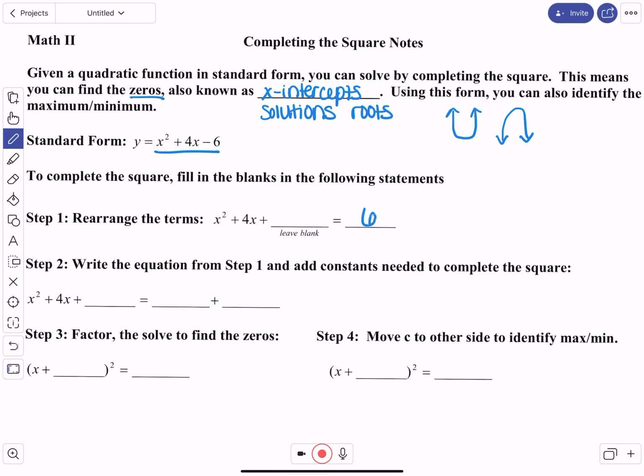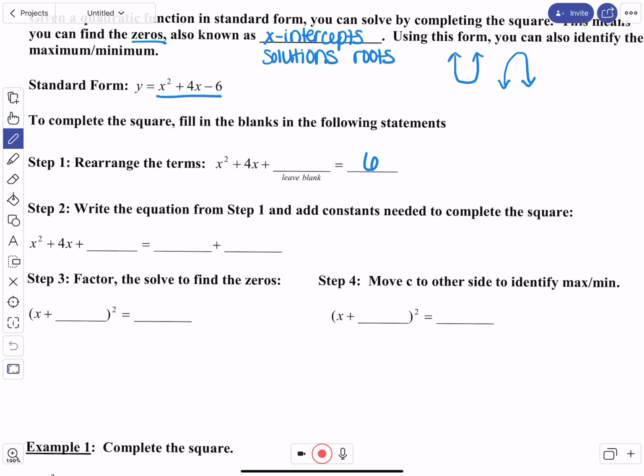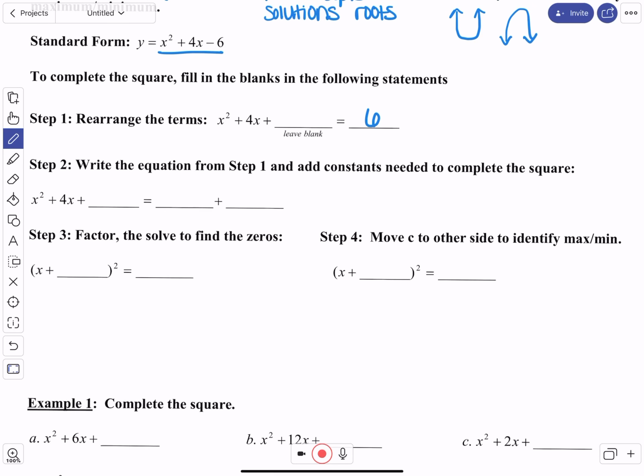Now, step 2 is you're going to rewrite the equation from step 1 and add the constants needed to complete the square. So here's our 6. We already have that 6 there. So what you're going to do is take half of 4 and square it. And you're going to write it like this. Half of 4 is 2. And you're going to square it just like this.